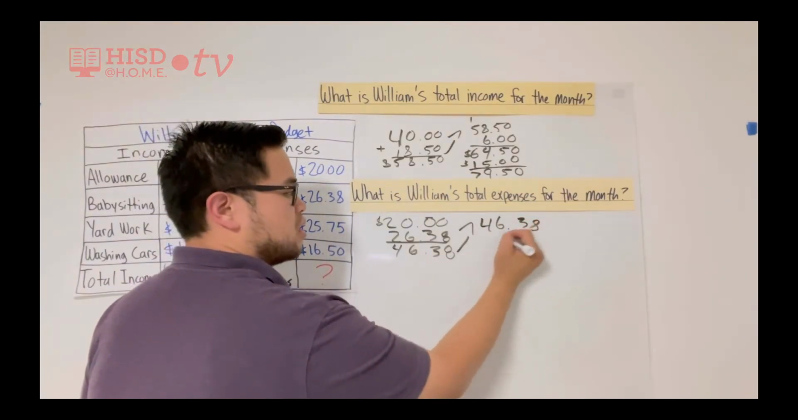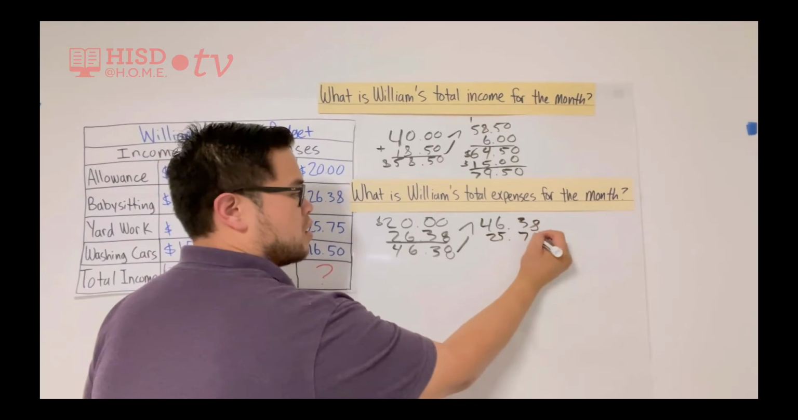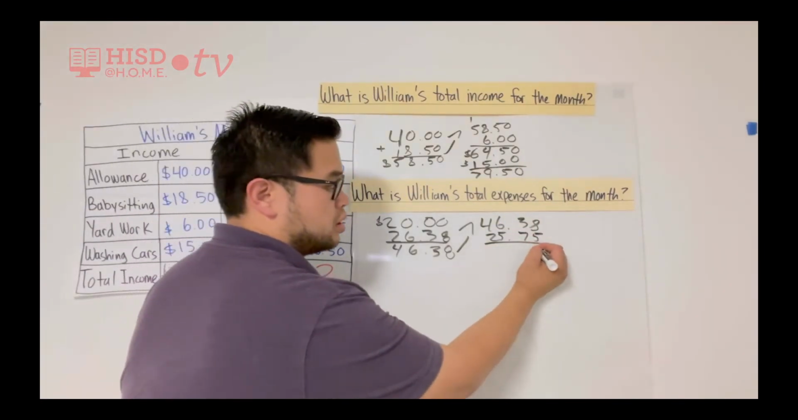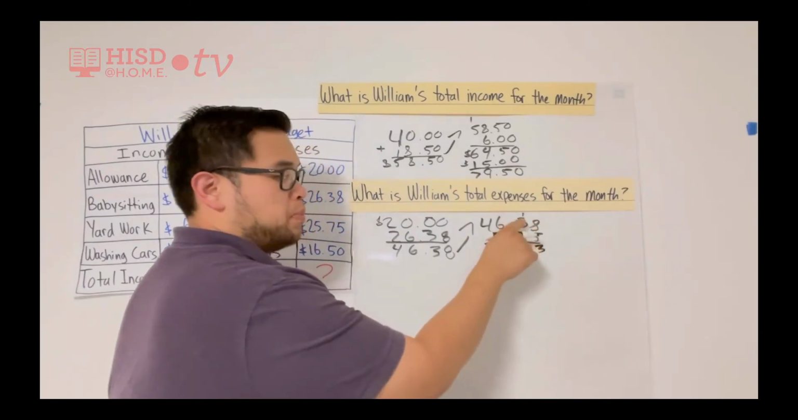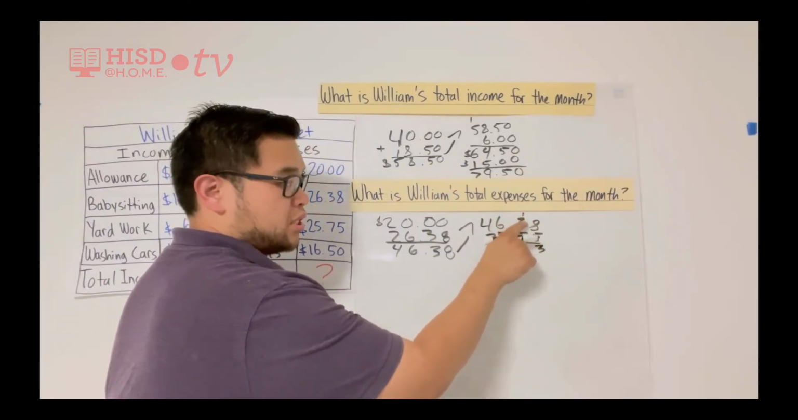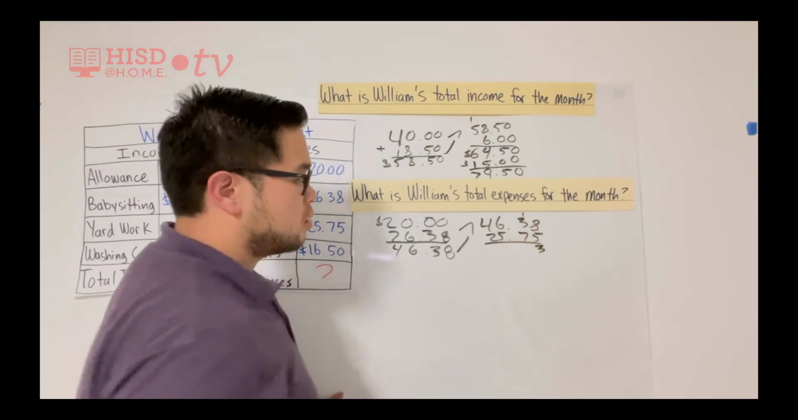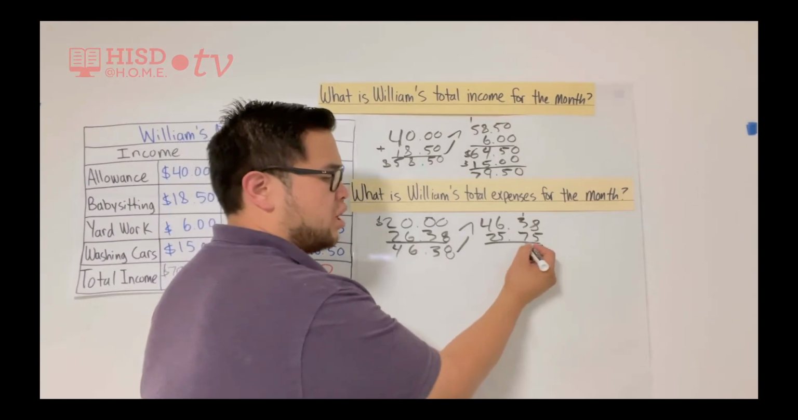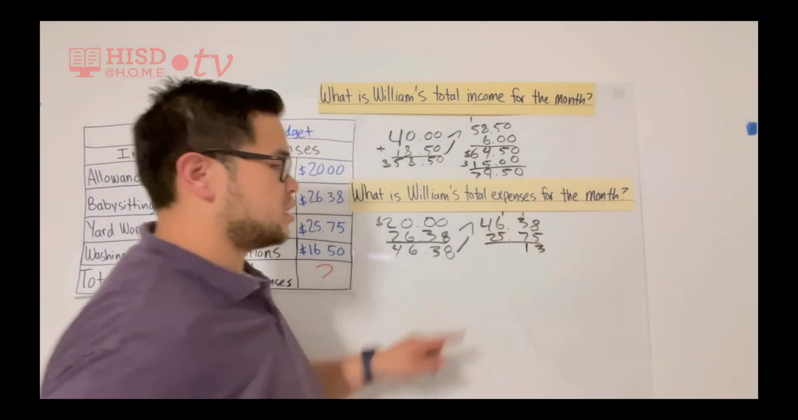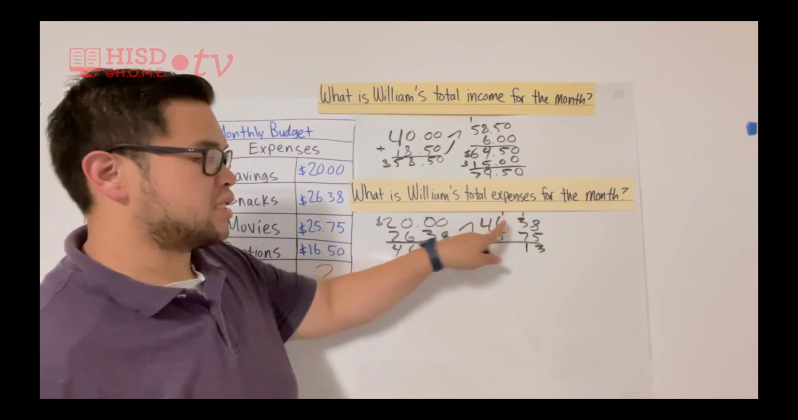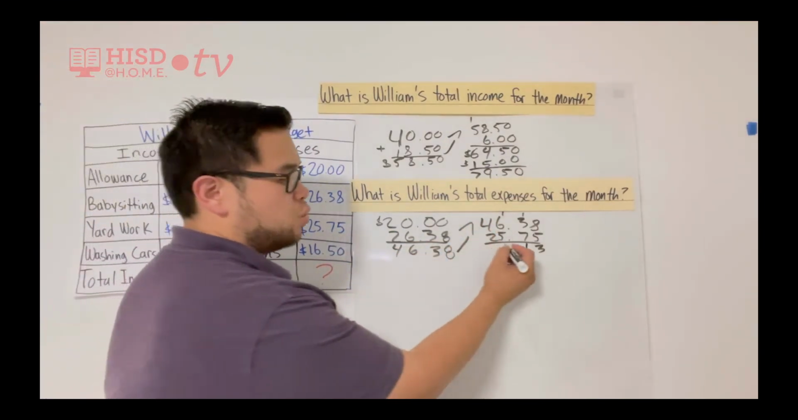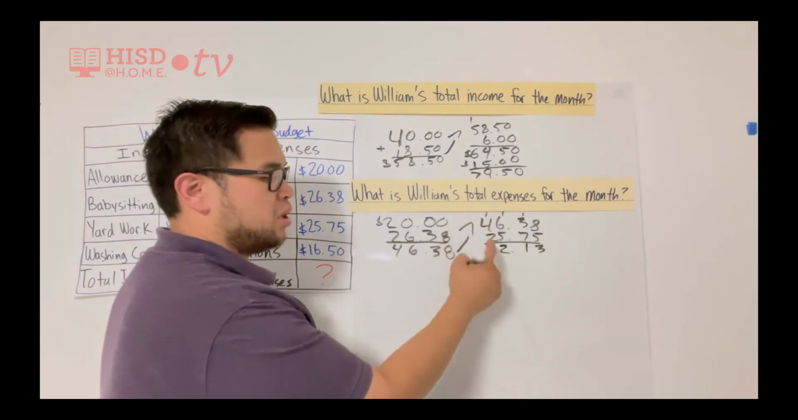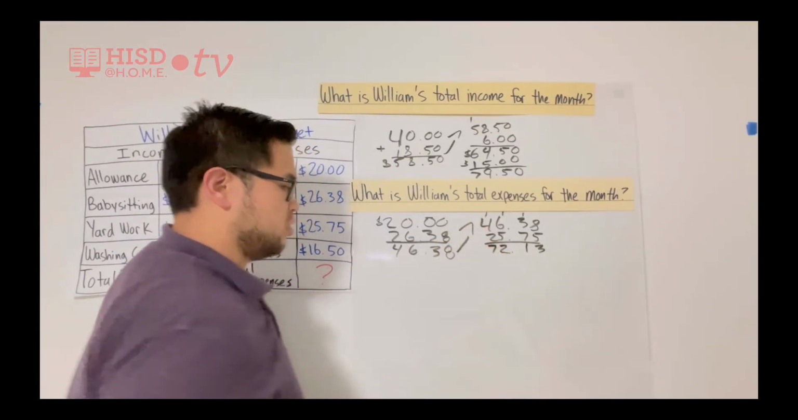$25.75. 5 plus 8 is 13. 10 cents plus 30 cents gives us 40 cents. 40 cents plus 70 cents gives us $1.10. The dollar goes in the next place value. 1 plus 6 is 7. 7 plus 5 is $12. 10 plus 40 is 50. 50 plus 20 is $72.